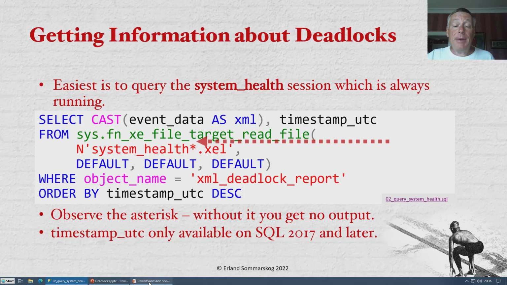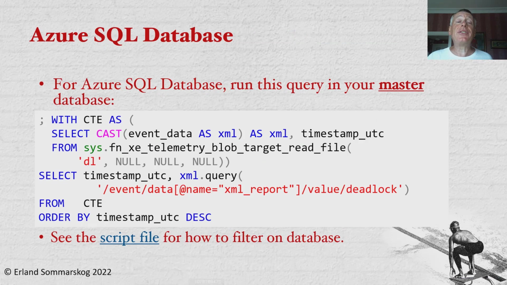And speaking of Azure managed instance, there's also Azure SQL Database. Now, on Azure SQL Database, you don't have access to system health at all. However, the service comes with a customized extended events session only for deadlocks, called DL, and to query it you use the function fn_xe_telemetry_blob_target_read_file and do it like this. And beware, you need to run this in the master database of your Azure server, not in the database where the deadlock occurred. You must run it in the master database.